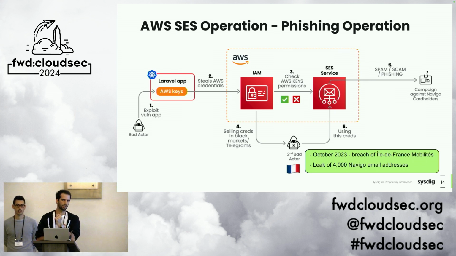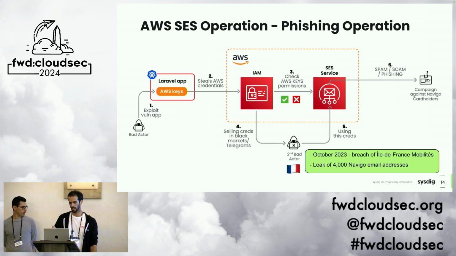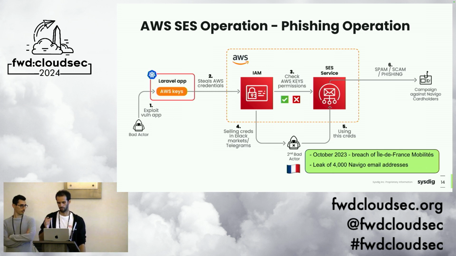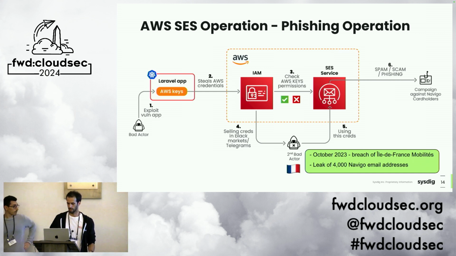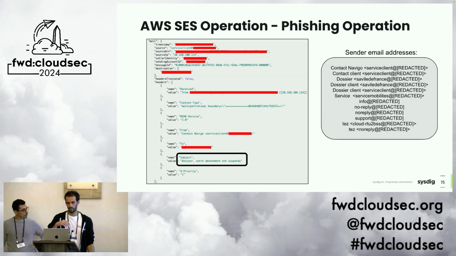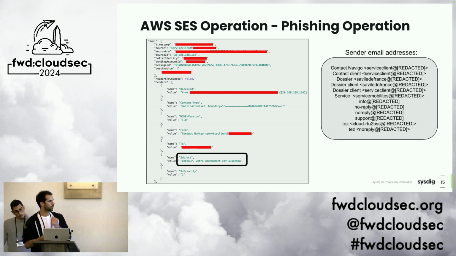From the articles describing this data breach, we read that it resulted in a data leak of 4,000 email addresses belonging to Navigo users. So it's very likely that the second threat actor got access in some way to this data leak. We have no evidence, but we could infer that. So now we have a second threat actor which got access to this AWS account and started a real phishing campaign. What you see here is an example of a CloudWatch log for one of those phishing emails.